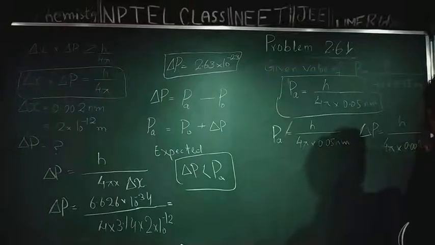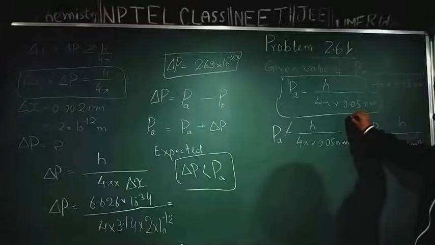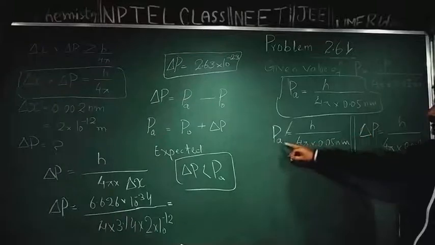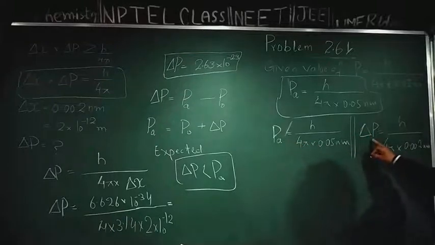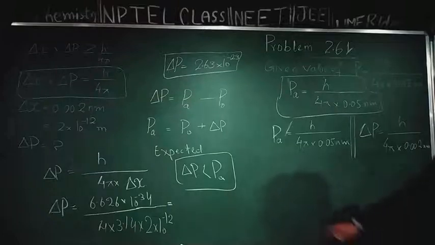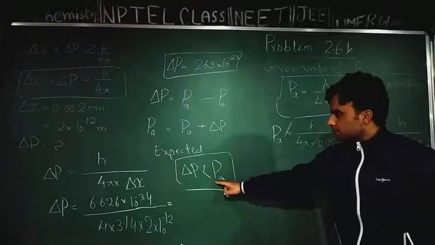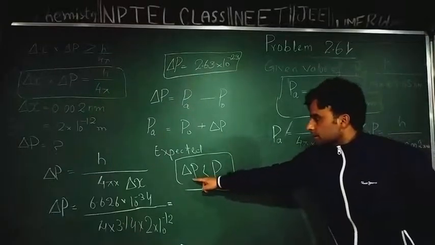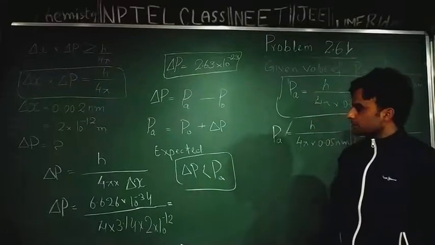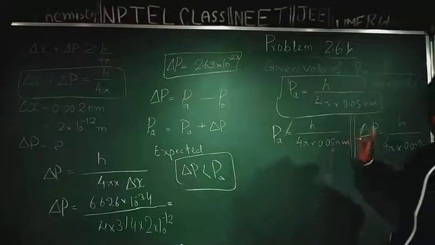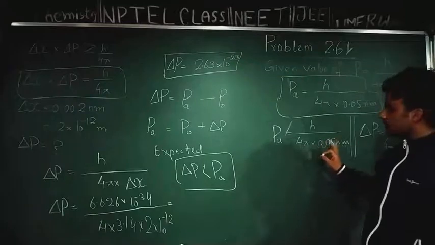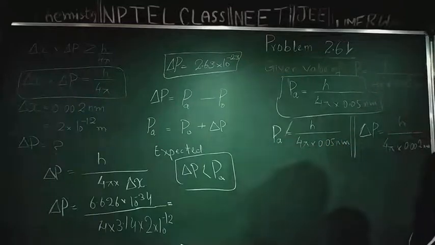0.002 nanometer. Now I will compare the given value of momentum with the calculated value of uncertainty in momentum, and I expect that if the given value of momentum is greater than the calculated value of uncertainty in momentum, then the given value of momentum is rational or meaningful, or it has significance. Otherwise it is not defined, it is meaningless.